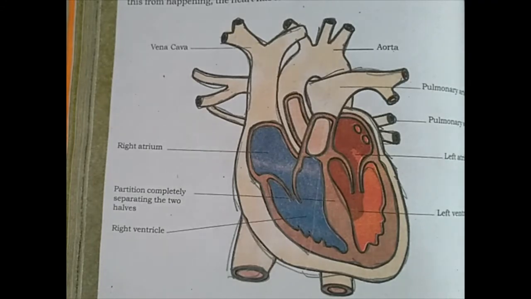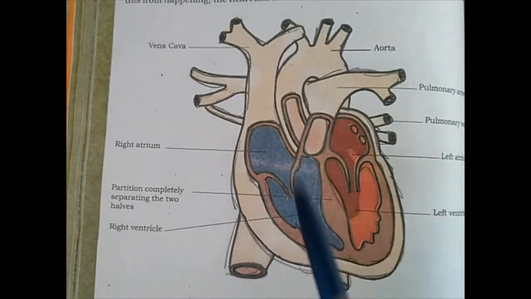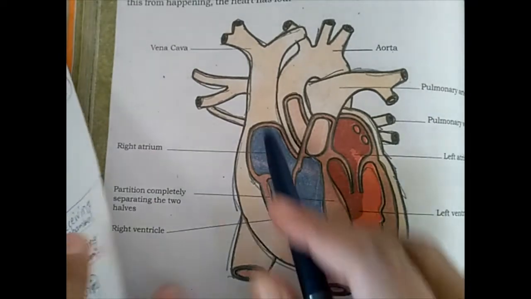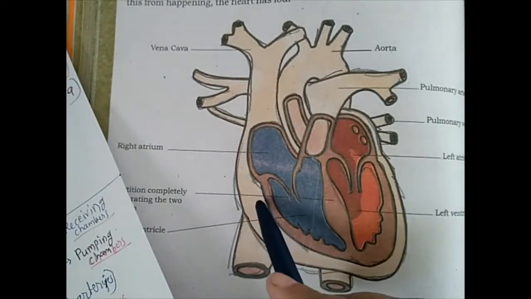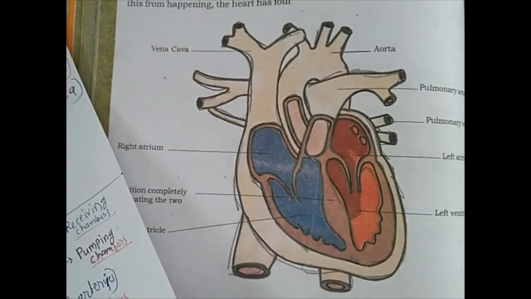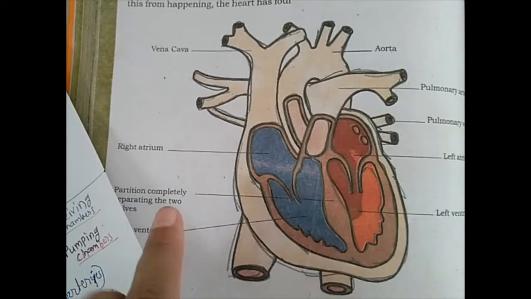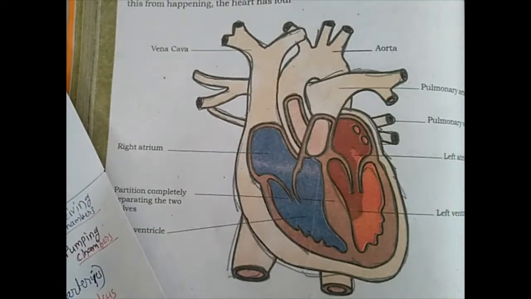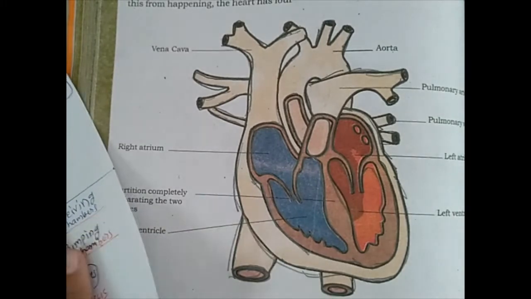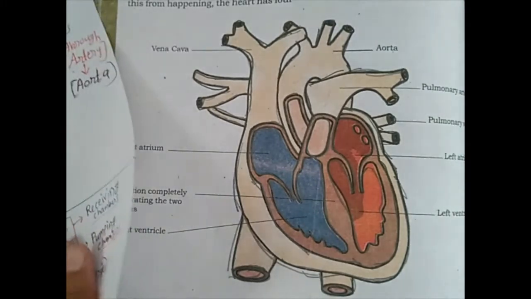So first of all we will learn about the organ heart. So what is the heart? Heart is divided into four parts. It is a muscular chamber, and it is divided into four parts. So that we will see in detail through the diagram.